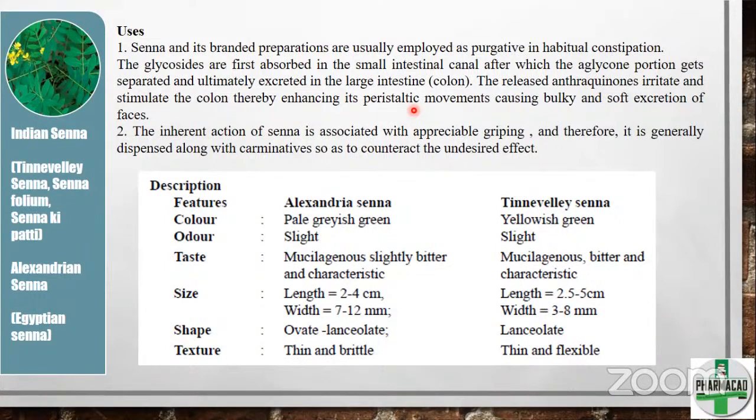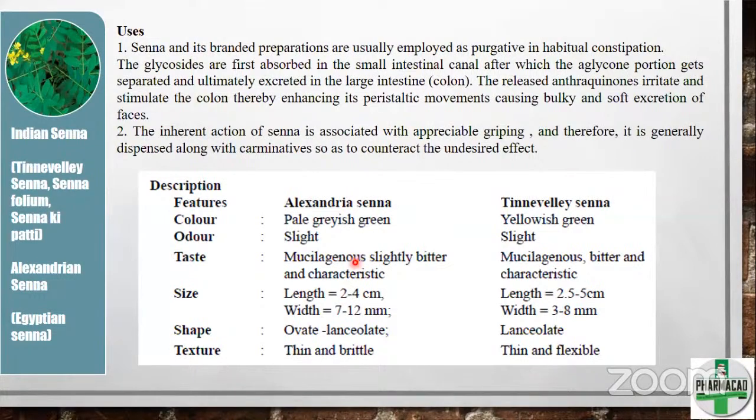Released anthraquinones will irritate and stimulate. So senna works as an irritant laxative or a stimulant laxative. Different books give different classifications of senna, but yes, biologically it works as an irritant or stimulant laxative. So basically, it enhances the peristaltic movements, causing bulky and soft excretion of feces. The inherent action of senna is associated with appreciable griping, and therefore it is generally dispensed along with carminatives so as to counteract the undesired effects.